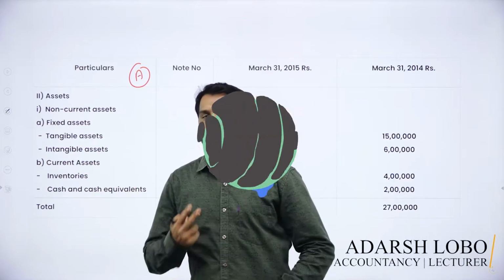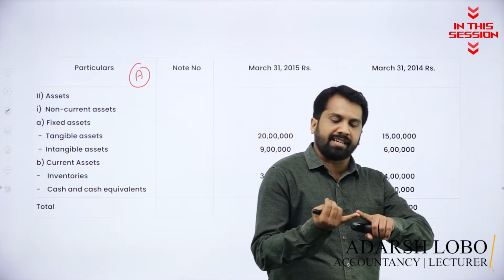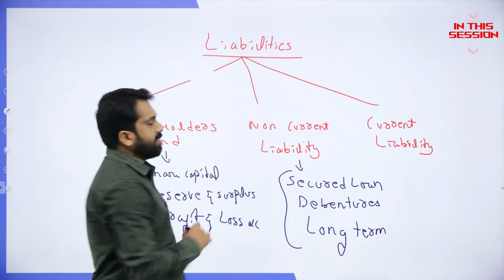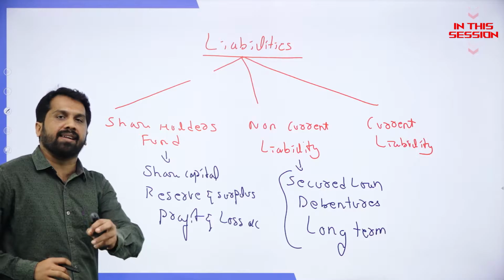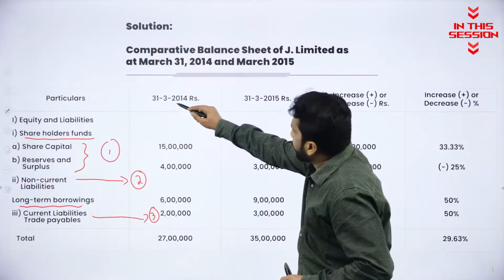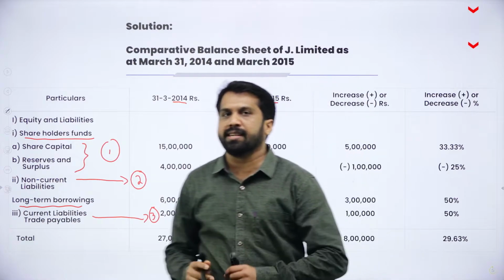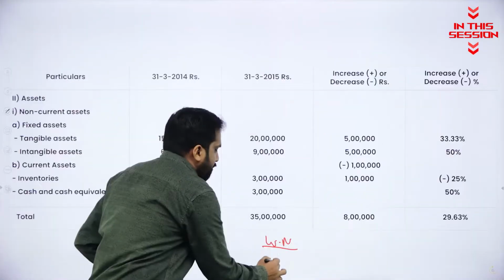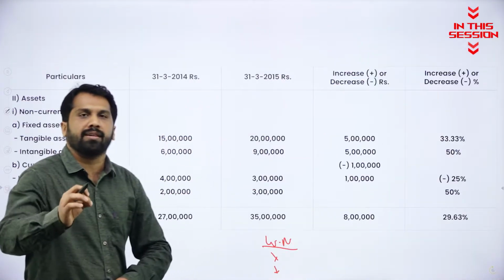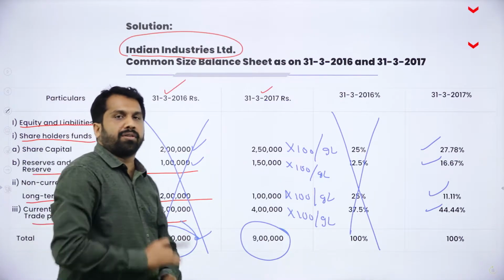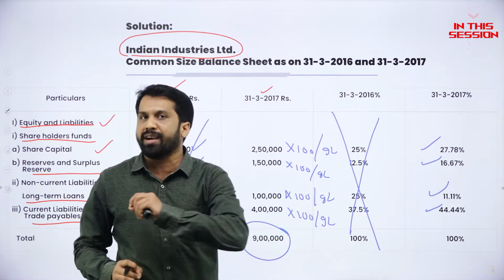In asset, we have only two calculations. One is fixed, another one is current. Now, how to calculate common size balance sheet? These things come under non-current liability. We should consider 2014, then we should come for 2015. Under working note, you have to do all your calculation. Whether your answer is correct or wrong, how to calculate or how to verify.